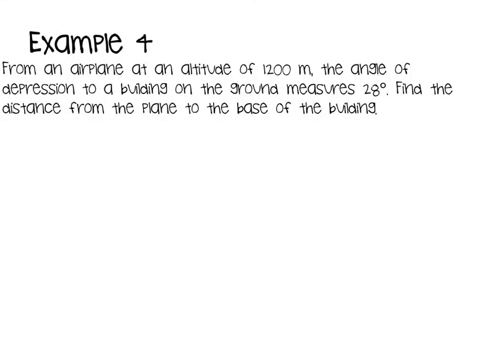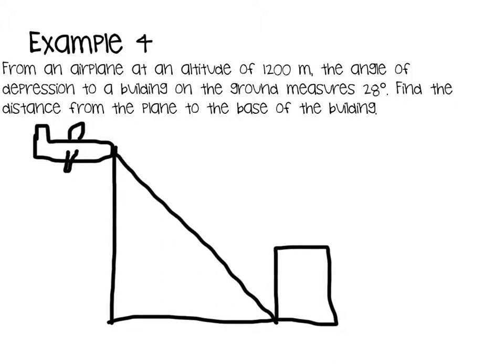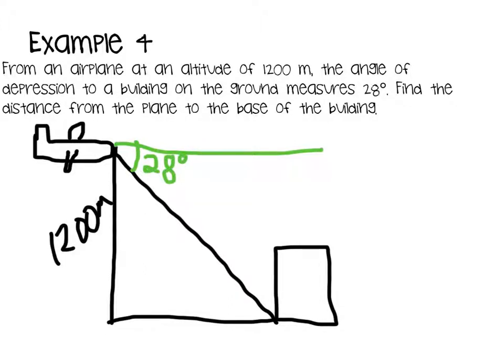Example 4 says from an airplane at an altitude of 1,200 meters, the angle of depression to a building on the ground measures 28 degrees. Find the distance from the plane to the base of the building. We need to draw our situation. So what I've drawn is the situation. An airplane flying, and it's 1,200 meters above the ground. The angle of depression to the building on the ground measures 28 degrees. So again, the angle of depression goes from your horizontal line to your line of sight. So this would be 28 degrees.